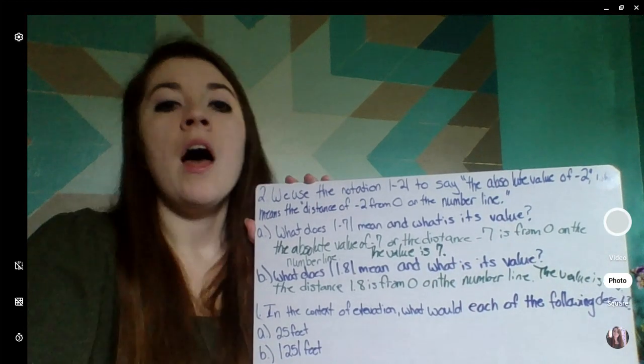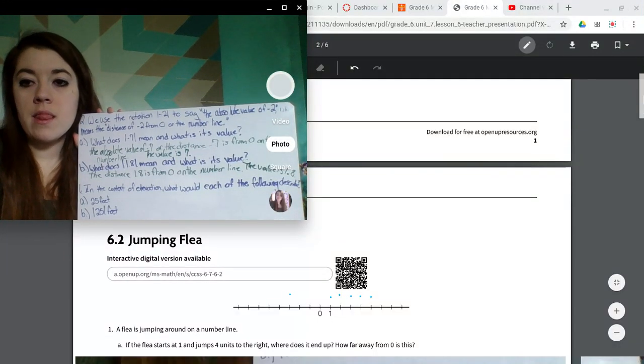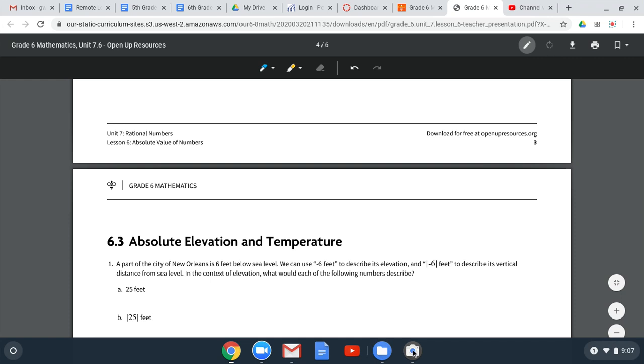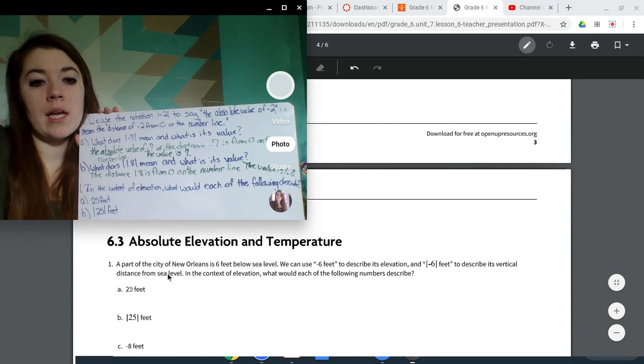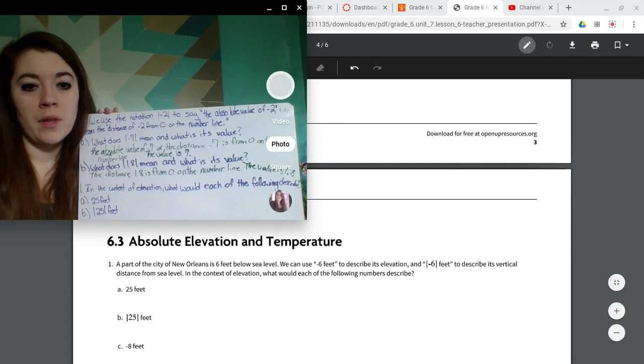Perfect. All right, so going to shrink the video screen a little bit so we can see the context for these next few questions. Looking here, we're talking about elevation and temperature. Look at the number 1 here, it'll have the whole context for you to refer to. A part of the city of New Orleans is 6 feet below sea level. We can use -6 feet to describe its elevation, and the absolute value of -6 feet to describe its vertical distance from sea level. In the context of elevation, what would each of the following numbers describe?